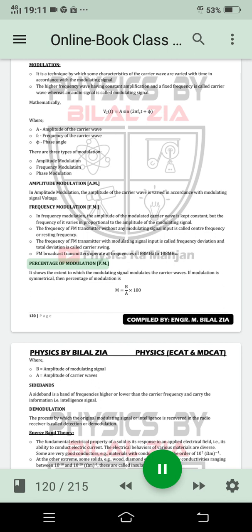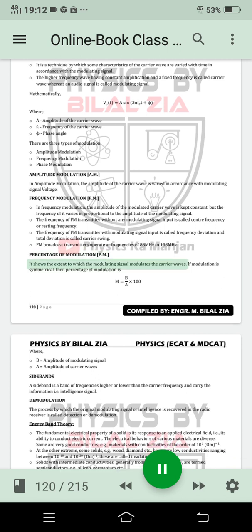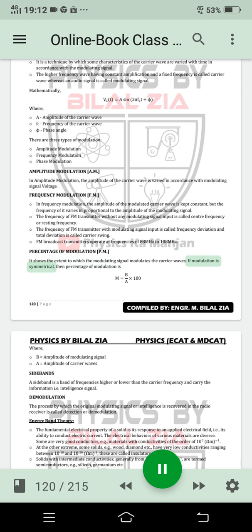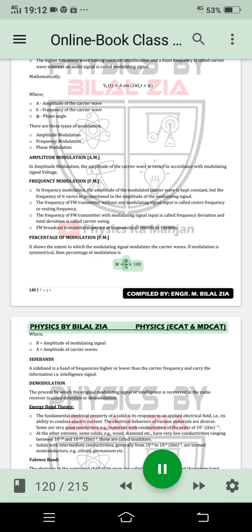Percentage of modulation, PM. It shows the extent to which the modulating signal modulates the carrier waves. If modulation is symmetrical, then percentage of modulation is M equals B over A times 100.